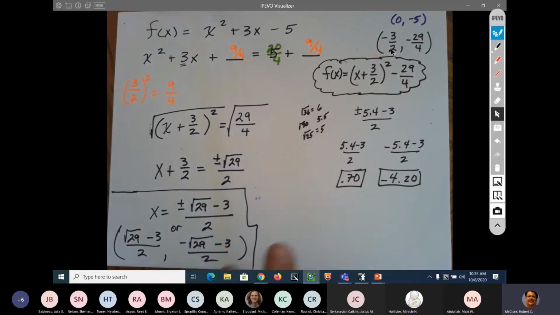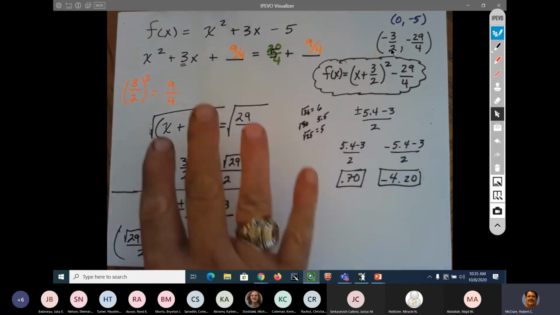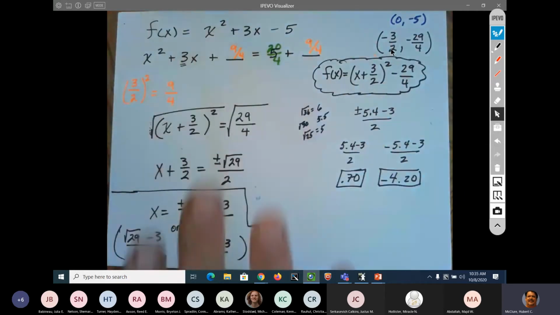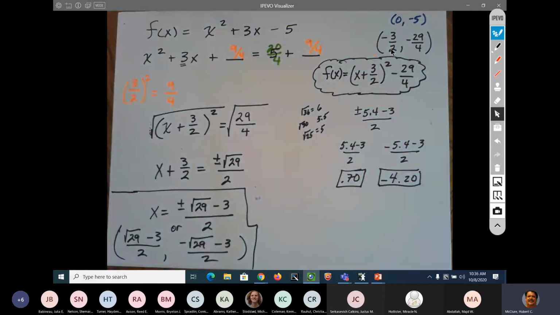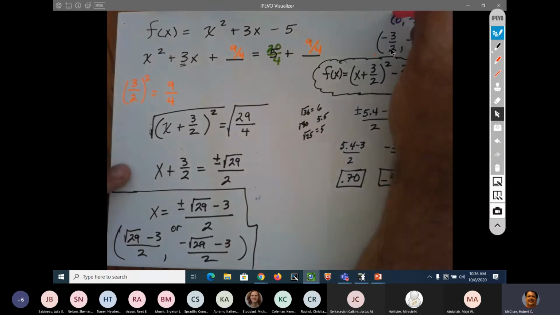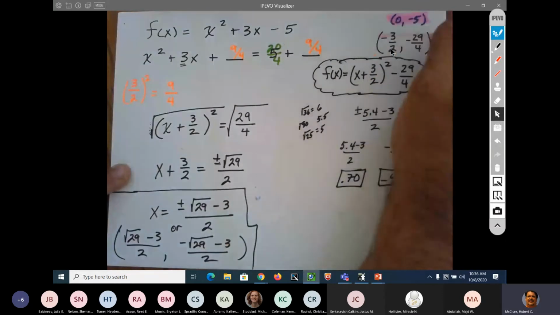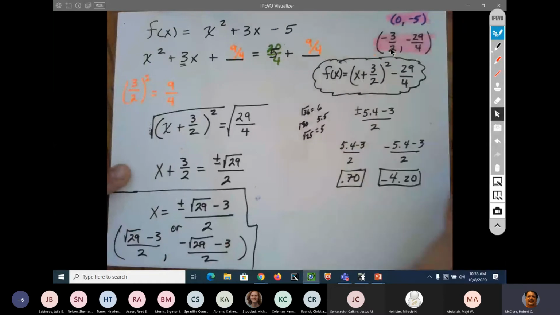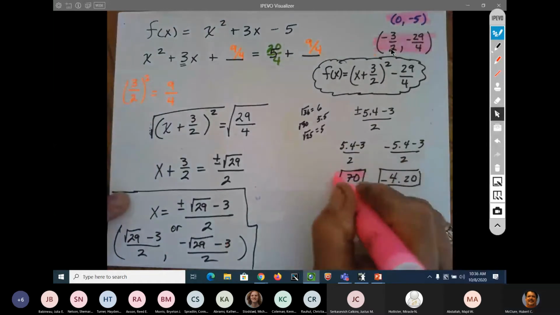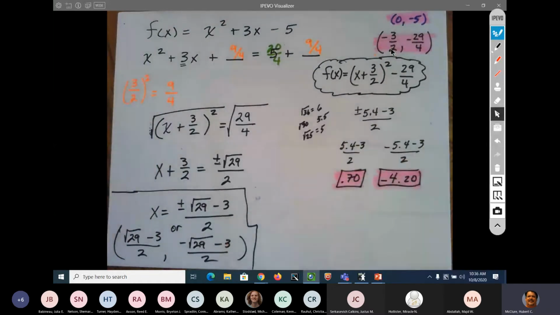All right, so now I'm going to take all this information and put it on the graph. So I want you to do that right now. I'm going to give you a minute. I'll highlight what you need to graph. You need to highlight there's your y-intercept, there's your vertex, and here are your x-intercepts. So you need to highlight those.